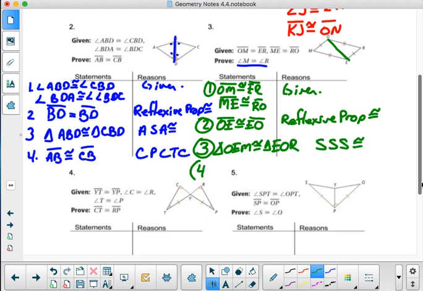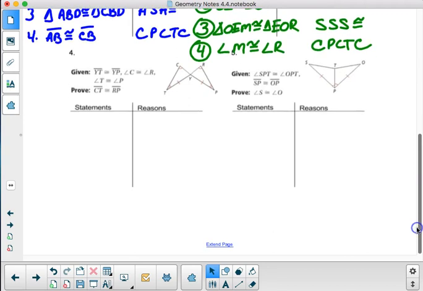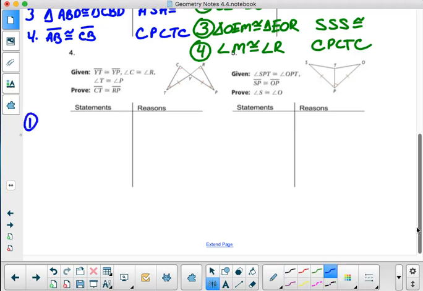And in step 4, angle M is congruent to angle R because the corresponding parts of congruent triangles are congruent. In problem 4, I'm going to get my given: YT congruent to YP, angle C congruent to angle R, angle T congruent to angle P. That's given.